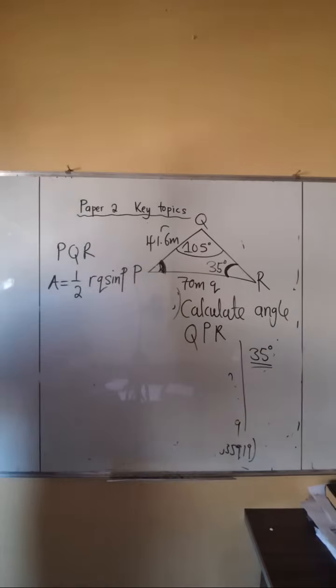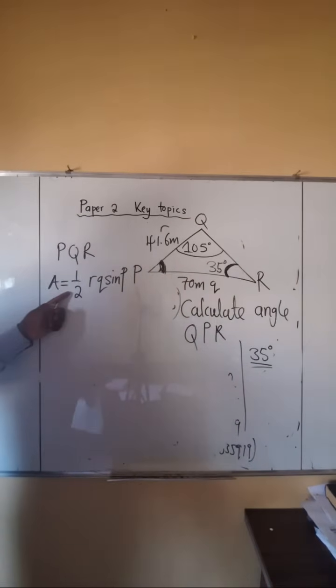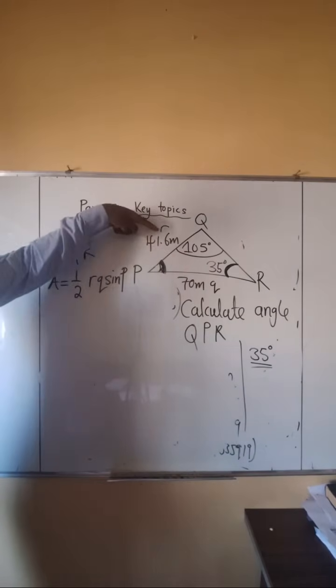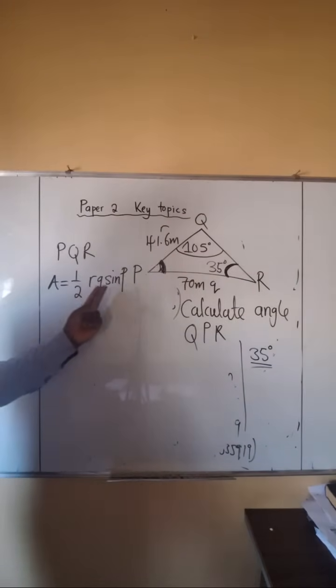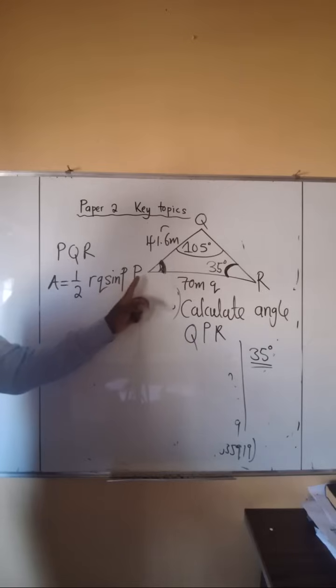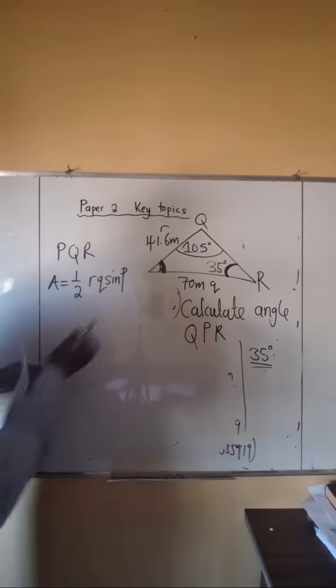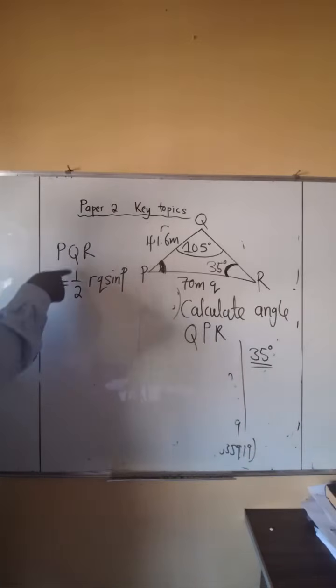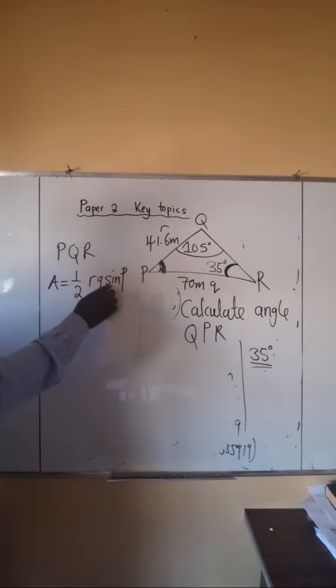Area is equal to 1 over 2, and then get these two sides which are forming the angle, side R and side Q. You multiply them, and then you say sine of the angle P. This is a formula. Just remember 1 over 2, get two sides, then sine of the angle. These sides must be the sides forming this angle, this and this.